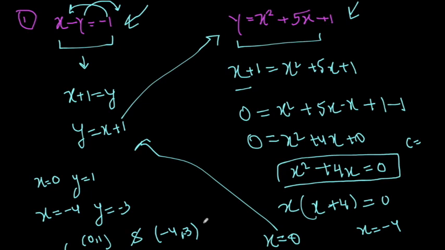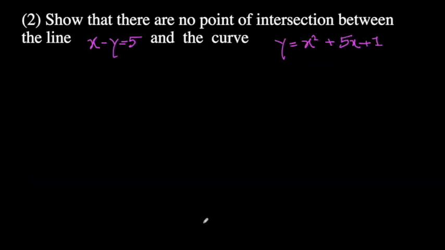Okay, so now we will move to the next question. Now here we don't have to solve it, the question is different here, so be a little bit careful. Show that there are no points of intersection between the line. So there is a line here and there is a quadratic curve here. So you have to show that they never intersect each other.